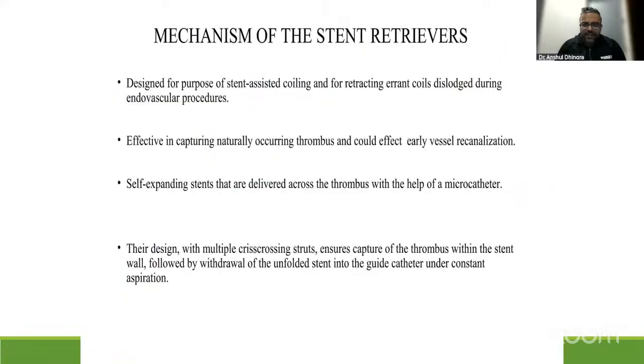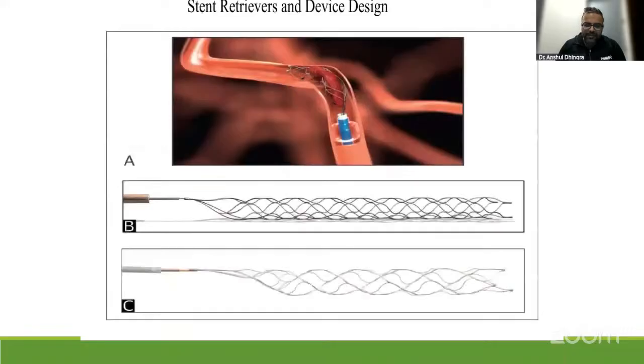Stent retrievers were designed for stent-assisted coiling and for retrieving errant coils dislodged during endovascular procedures, and are effective in capturing naturally occurring thrombus and could affect early vessel recanalization. They are self-expanding stents that are delivered across the thrombus with the help of a microcatheter. Their design with multiple crisscrossing strands ensures the capture of the thrombus within the stent wall, followed by withdrawal of the unfurled stent into the guide catheter under constant aspiration.